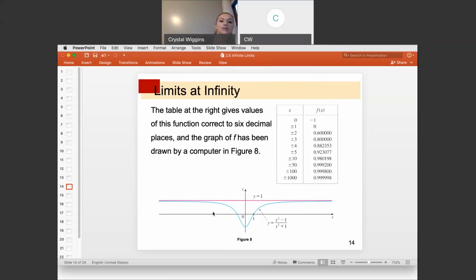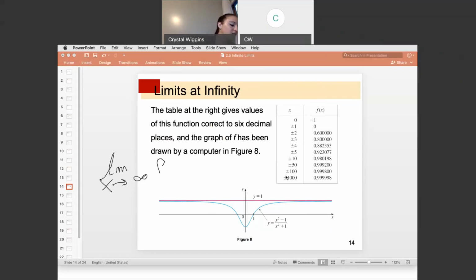So let me show you what that looks like written. So what I'm saying is if I take the limit as x approaches positive infinity of, I'm just going to call this function f of x so I don't have to write it out. So this function here is f of x. It is equal to 1 as we're going off to infinity. And I can also see that in this chart, I'm getting closer and closer to 1 analytically, and graphically, I'm seeing the same thing.